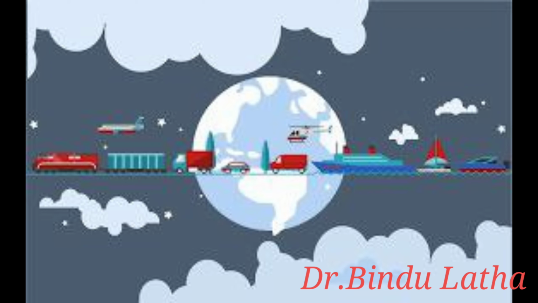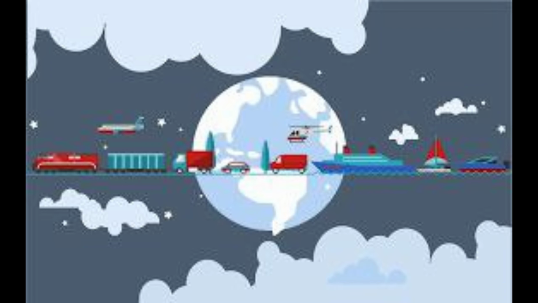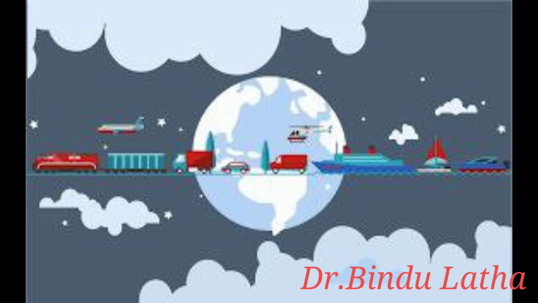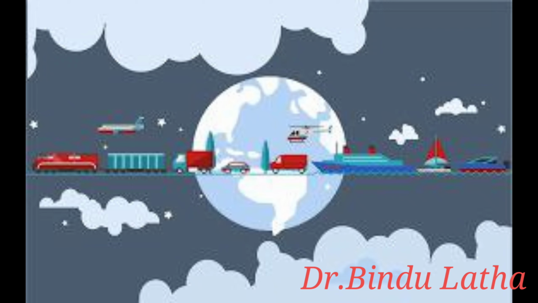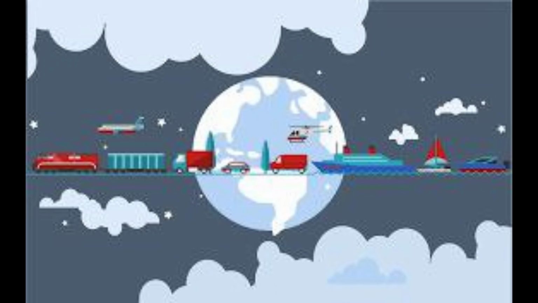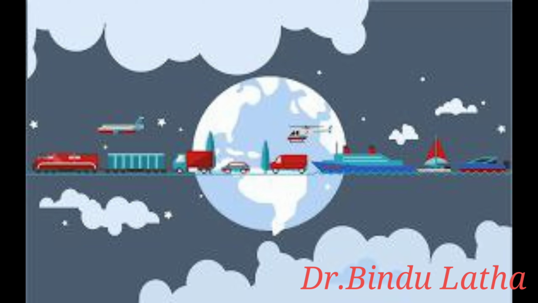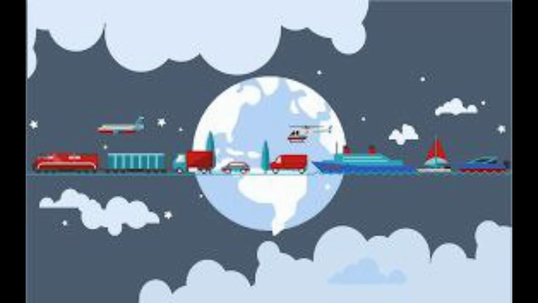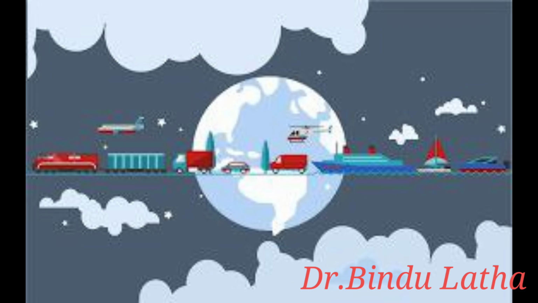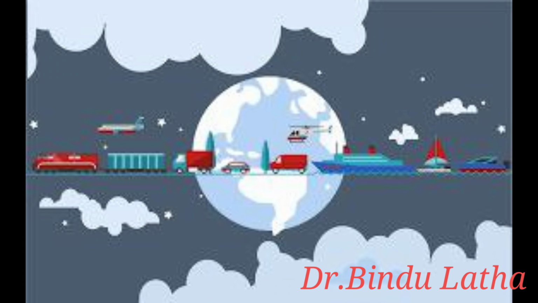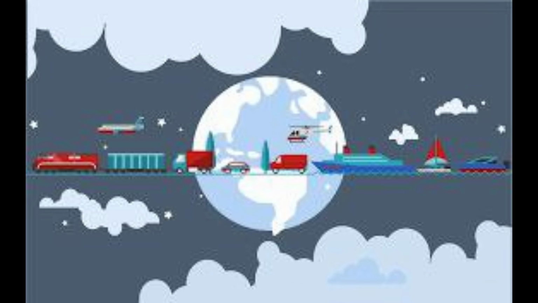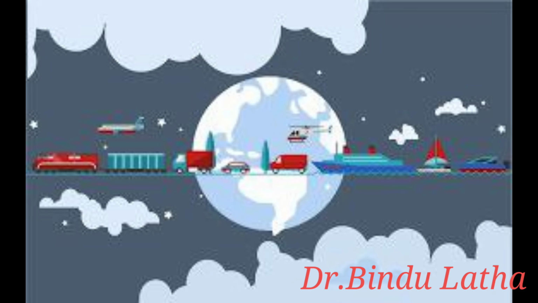First of all, we are going to discuss the roadways. India has the largest network of roadways. The main features are: it has low construction cost, it easily transfers, it negotiates high gradients of slopes, it is economical for short distances, and it provides door-to-door services. It has low loading and unloading costs. It acts as a feeder to other means of transport.